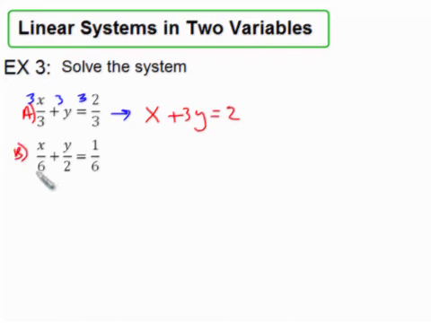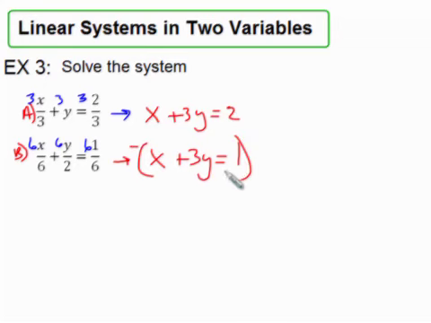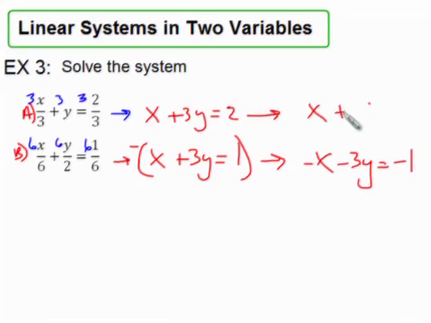Equation B has a lowest common denominator, or least common multiple, of 6. So I'll multiply all three terms, or both sides of my equation, by 6, giving me x plus 3y equals 1. If we multiply equation B by negative 1, then we'll be able to drop out the x values. So it gives us negative x minus 3y equals negative 1. And just rewriting equation A above it, we have x plus 3y equals 2.